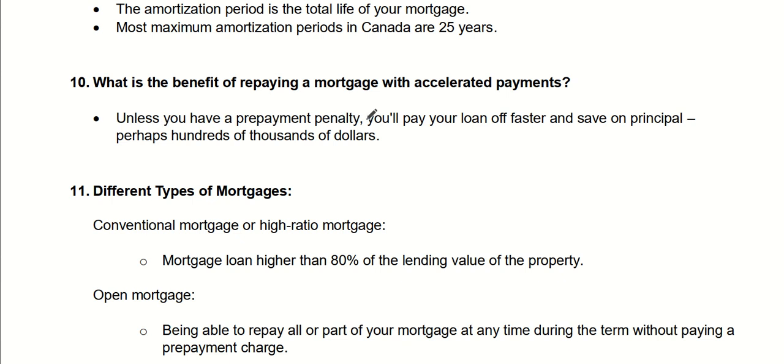Because sometimes they won't let you pay it off early. You pay off your loan faster, and you save on the principal, perhaps thousands and thousands of dollars, and you're paying less interest because you're paying it off on a regular basis. So paying things off faster is always a better thing.